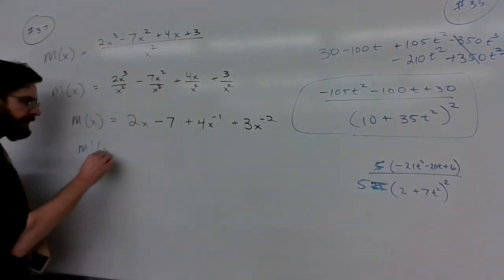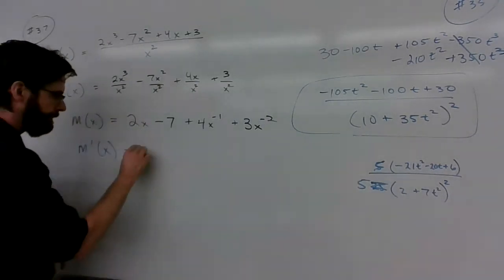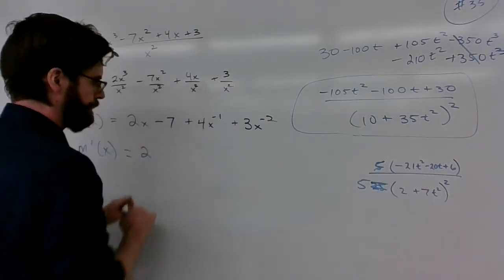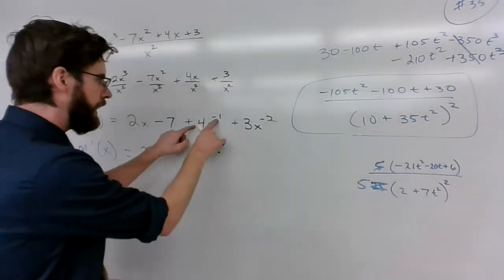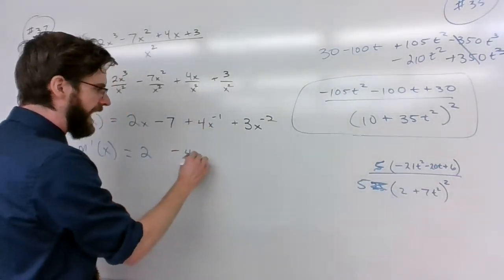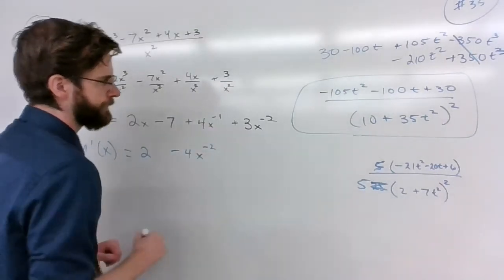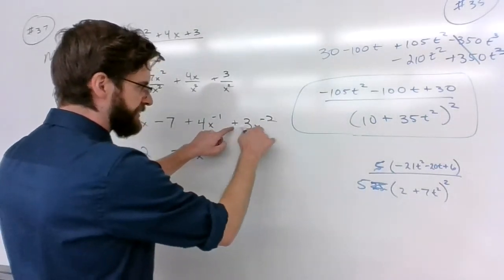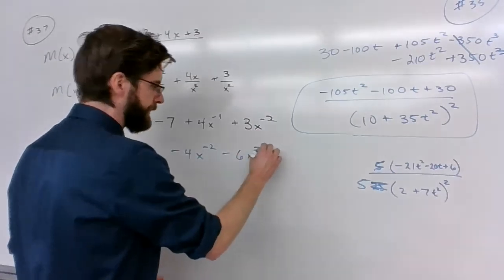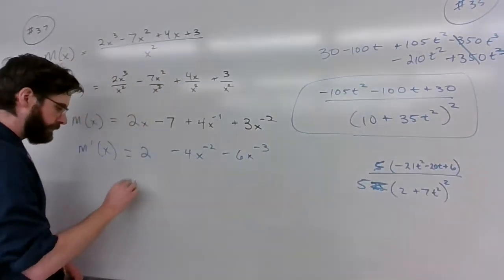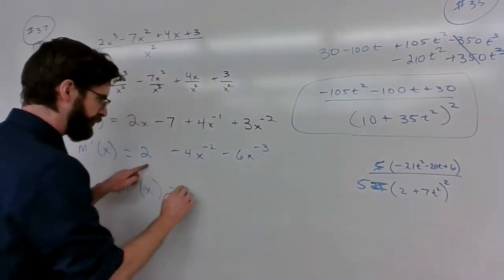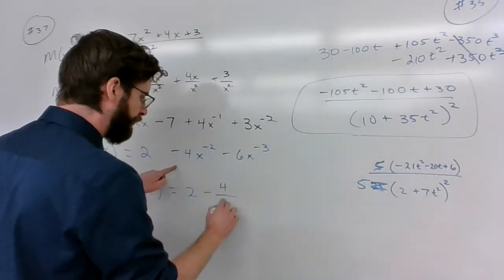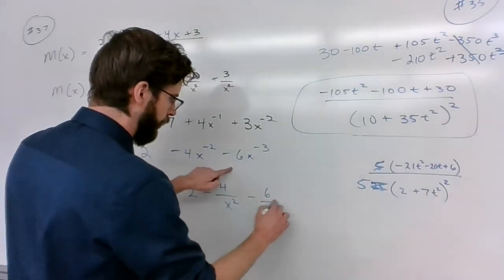M prime equals 2 minus 0, so I'm just not going to write anything, minus 4x to the negative 2, minus 6x to the negative 3. So this is 2 minus 4 over x squared minus 6 over x cubed.